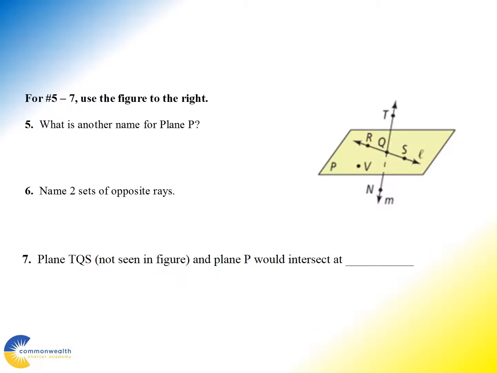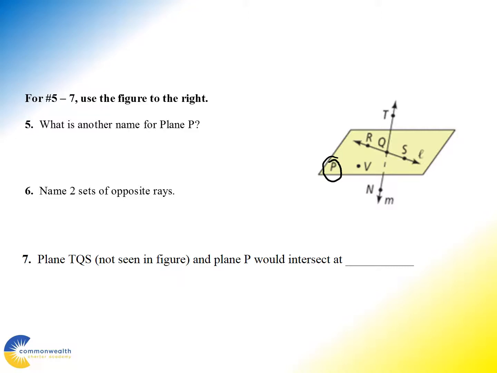Using the figure to the right. Some students have issues with the various ways we name things because there's multiple ways of naming lines, planes, what have you. They do ask for what is another name for plane P. Now notice, this is how I know this is the name of the plane because it doesn't have a dot next to it. If it has a dot next to it, it means it's a point. So I'm not going to say it's point P, and I don't want to put that in the name.